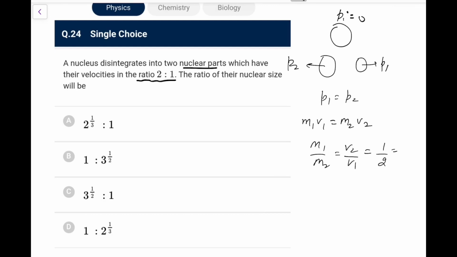And we know mass is proportional to A, that is A1 by A2, and we know R is proportional to A to the power 1/3, so R1 by R2 would be (A1/A2) to the power 1/3, and that gives us answer option D.